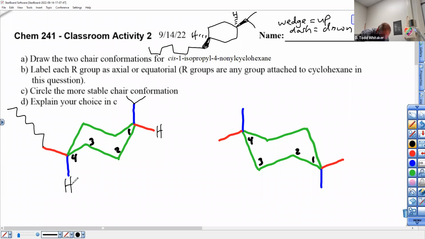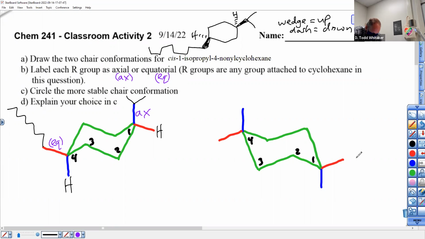Labeling, since we're here. In purple, axial, and equatorial. You'll be told axial is okay and equatorial is okay. And we haven't done the next one. Which of these two gets the isopropyl on carbon 1, red or blue? What stays the same? What changes?